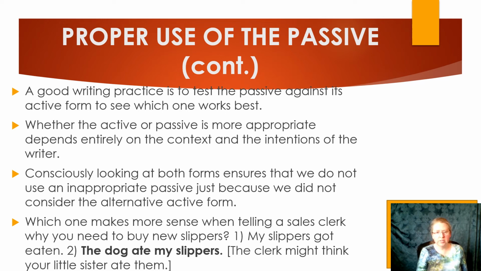Okay, so say you were going to tell a sales clerk why you need to buy new slippers. Do you want to say, "My slippers got eaten," passive form? Or do you want to say, "The dog ate my slippers"? I'm thinking maybe the dog ate my slippers, just so that the clerk doesn't think that maybe your little sister ate them. So by being more specific, in this case, it might be better. So you have to consider the situation, consider the context, consider how you want to direct the attention of the readers, and then you can make your choice.